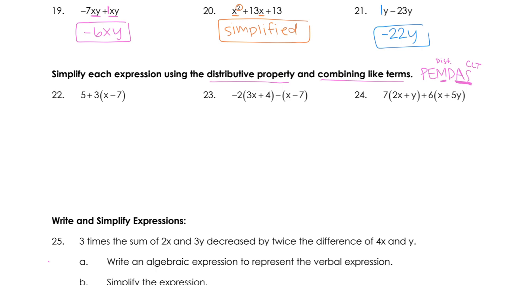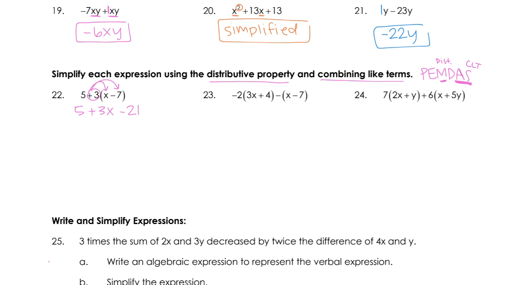So we're going to ignore the 5. We're just going to bring it down for right now. And then we have this positive 3 that we are distributing to the parentheses. So we have 3 times x would give us a plus 3x, and then 3 times -7 would give us a minus 21. Then the next thing we have to do is combine any like terms that we can.